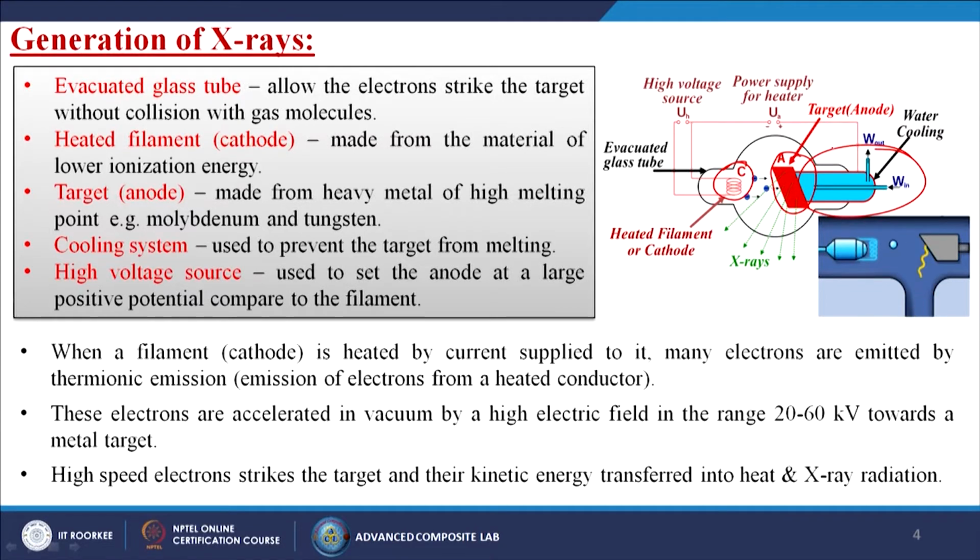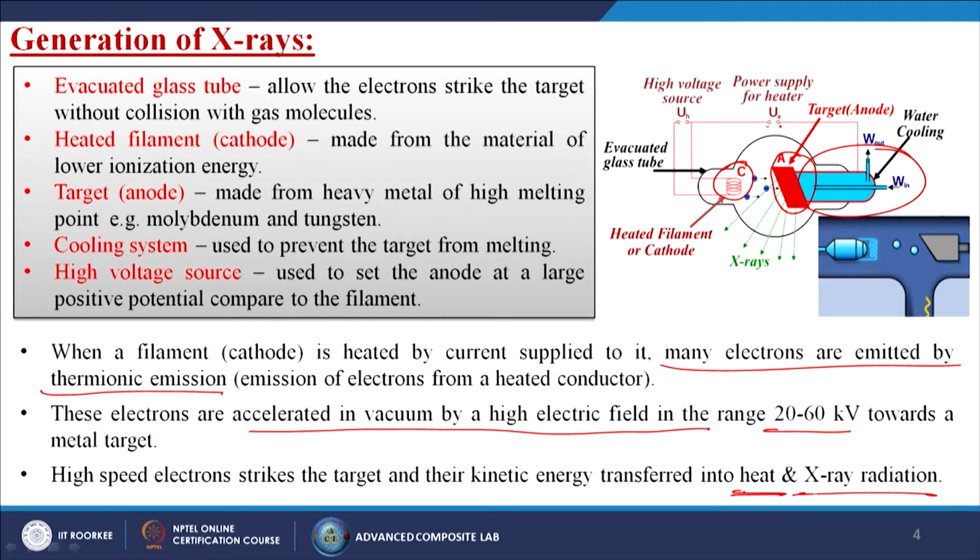When the filament is heated by current supplied to it, many electrons are emitted by thermionic emission, which means emission of electrons from a heated conductor. These electrons are accelerated in vacuum by a high electric field in the range of 20 to 60 kilovolt towards a metal target. High speed electrons strike the target and their kinetic energy is transferred into heat energy and X-ray radiations. This is the simple image showing the electron being generated, hitting the target material, and through that the X-ray formation taking place.